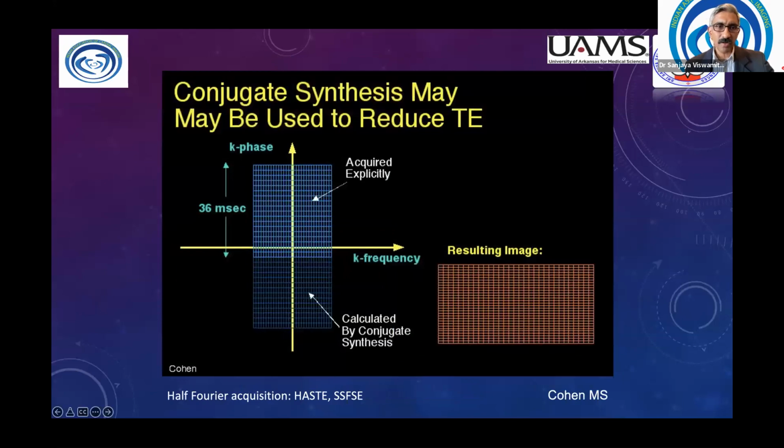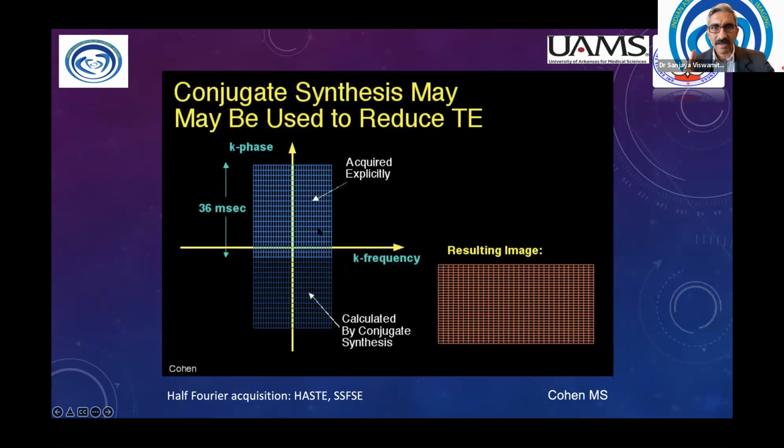Potentially we could now acquire only a little bit above 50% of K-space. And because we know that there is symmetry, we can fill up this area of K-space by using the data that we already have on the opposite side, right? And we can then get an image.